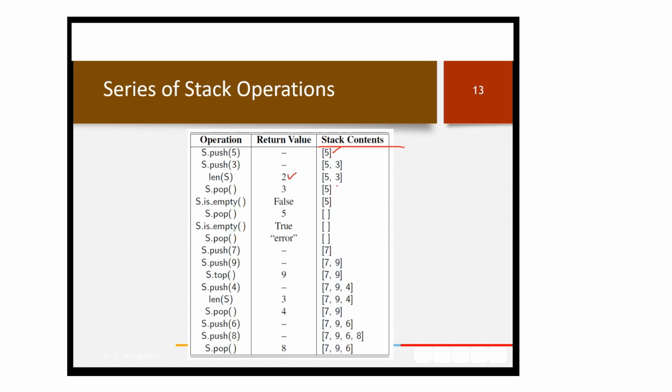No element will be affected in the stack. Pop: the topmost one is 3, so that's popped, and the return value is 3, and the stack is affected because it will not have 3. Is empty, true or false? It's not empty, so it is false. Similarly, pop, so 5 is gone, the stack is empty, and the return value is 5. Is empty, true. So when you have a set of operations given in the exam, you may have to show the return value and the stack contents as your answer.